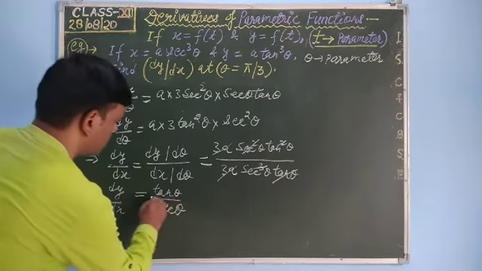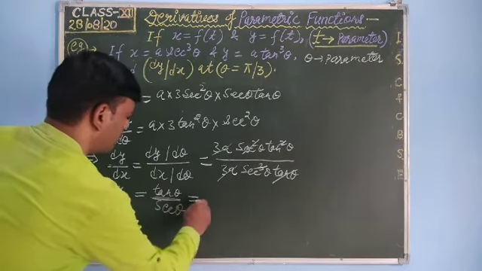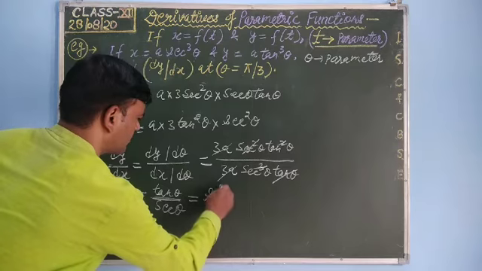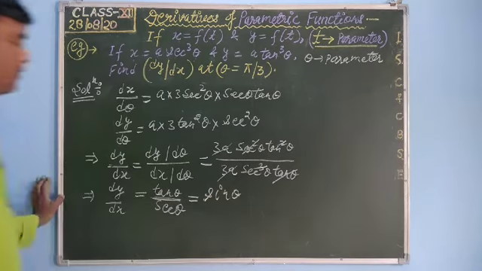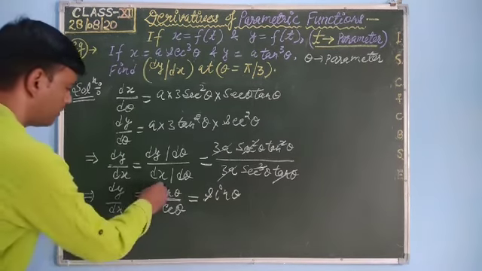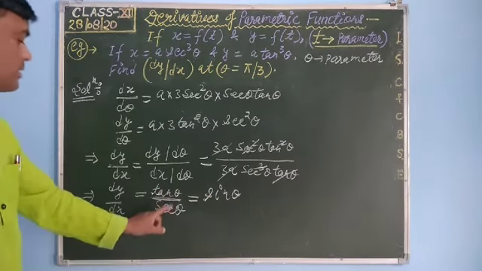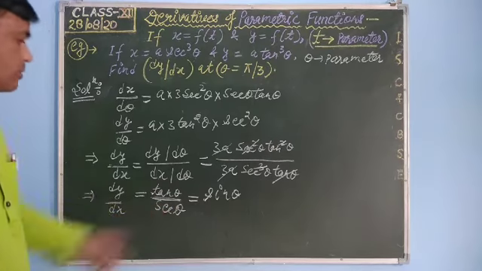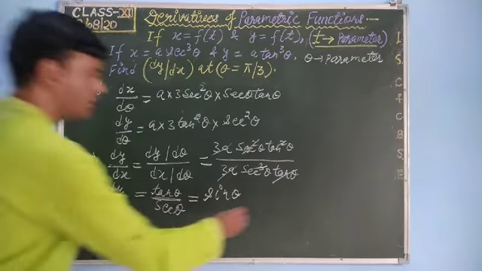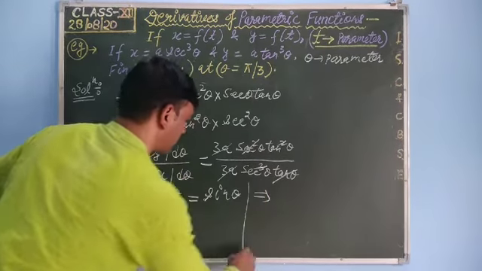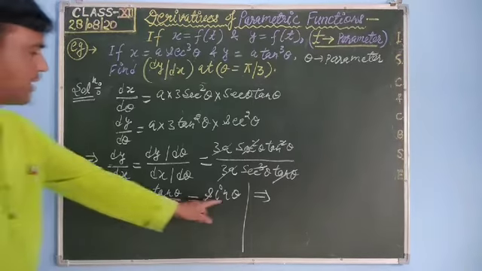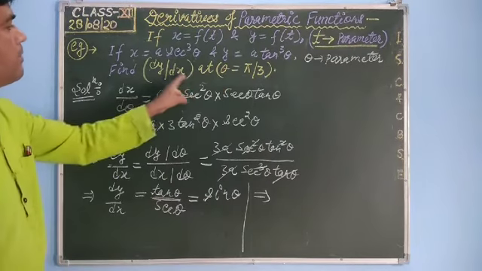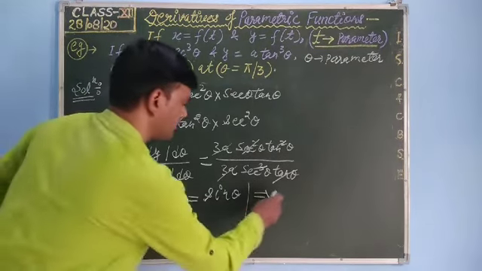If we solve this, we will get sin theta, because tan theta is equal to sin upon cos and sec theta is 1 upon cos theta. So we get sin theta. This implies dy by dx is sin theta, and we have to find dy by dx at theta equal to pi by 3.